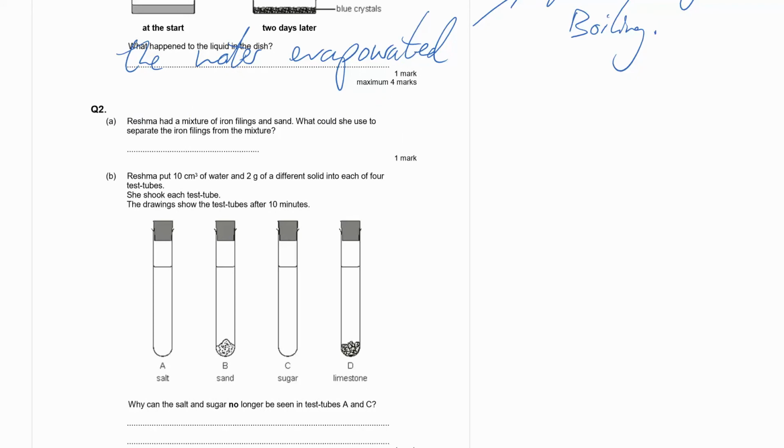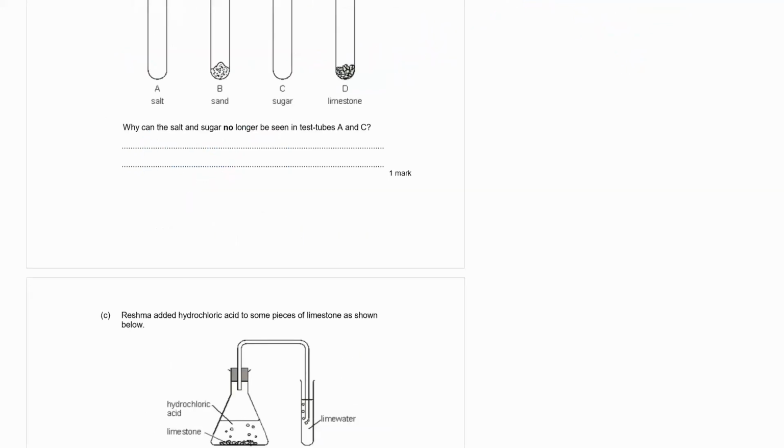Question 2. Reshma had a mixture of iron filings and sand. What could she use to separate the iron filings from the mixture? This one is a magnet. Why can the salt and sugar no longer be seen in the test tubes? It's because they are dissolved.